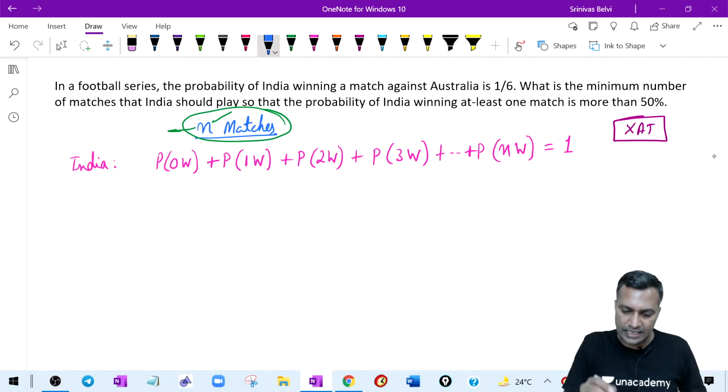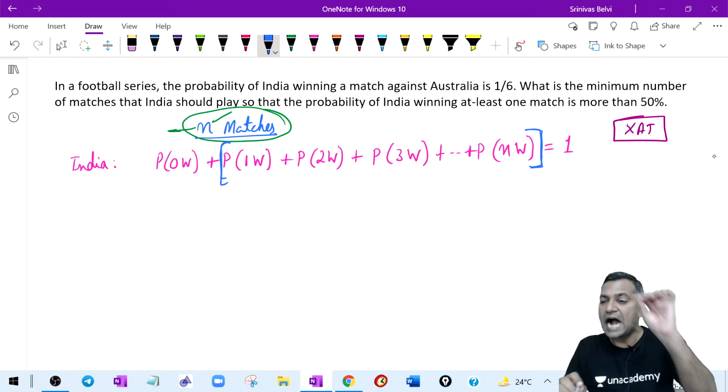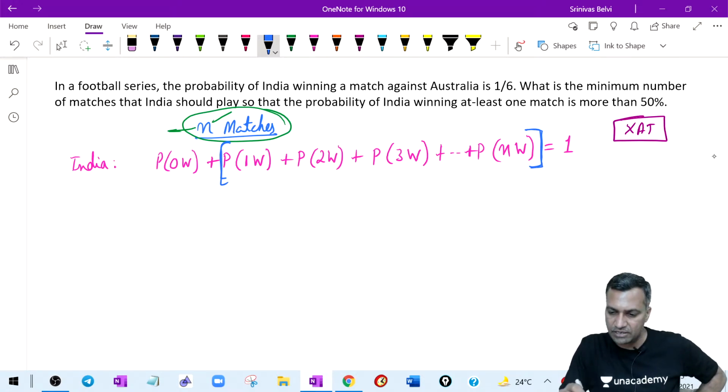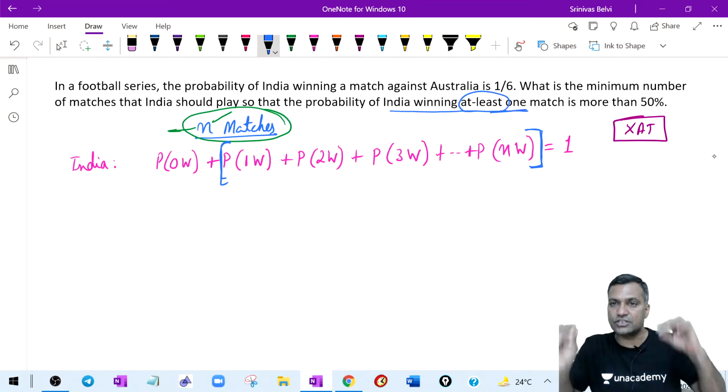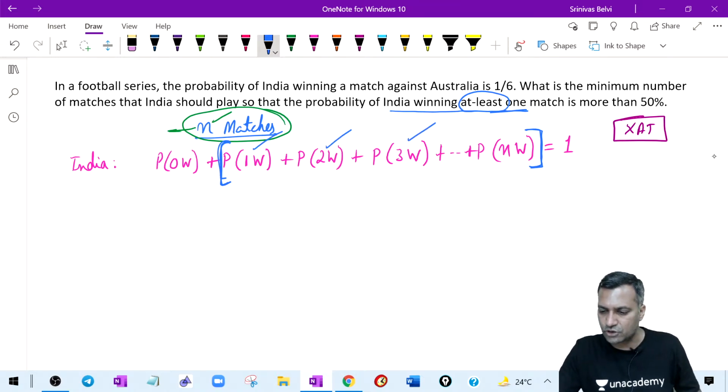Now, what is the author interested in? Author is interested in this bracket. He is saying that India should win at least 1 match. Probability of India winning at least 1. At least 1 match means which bracket? 1 match or 2 matches or 3 matches or winning n matches. All that is part of at least 1 match.